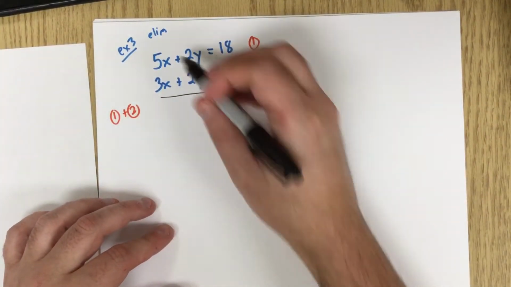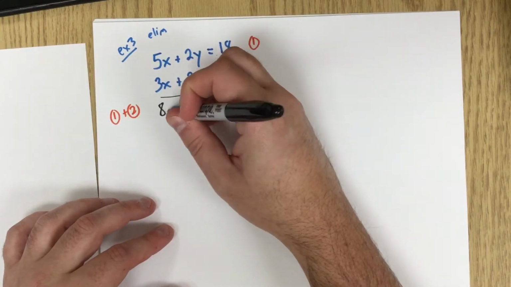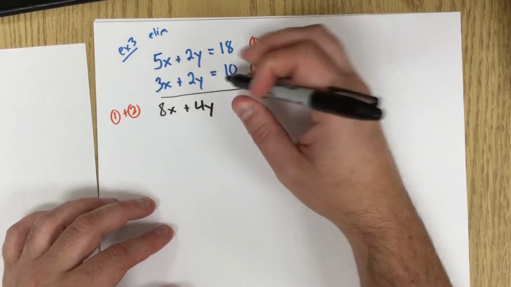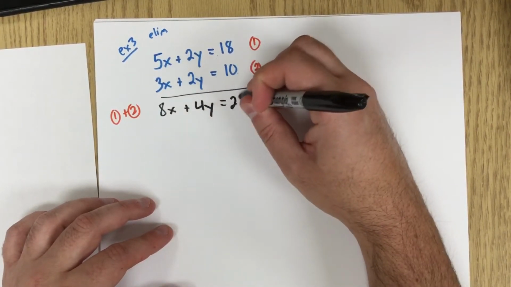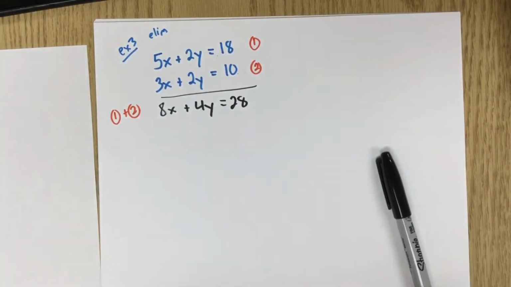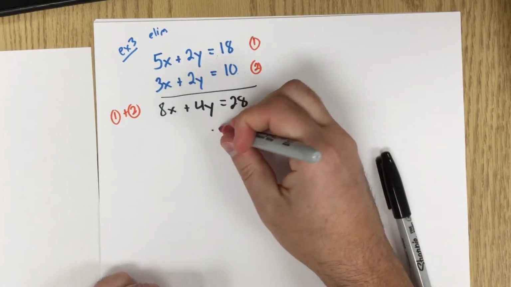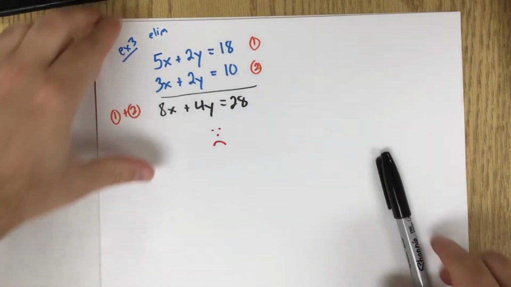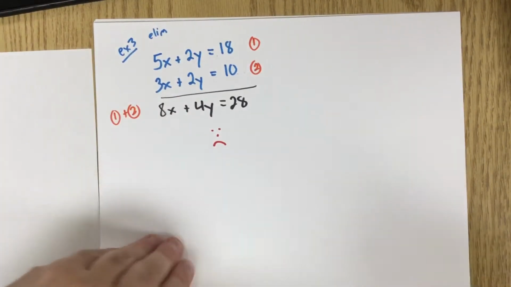All right, if we add these together, we're going to get 5 plus 3 is 8x, 2y plus 2y is 4y, and 18 plus 10 is 28. And nothing got eliminated, so therefore, sad face. That did not work at all. So that didn't work. Let's try again.